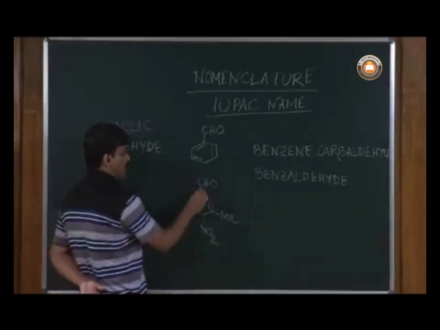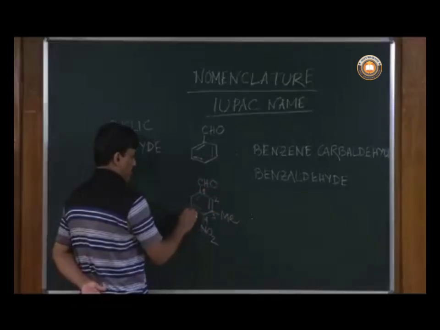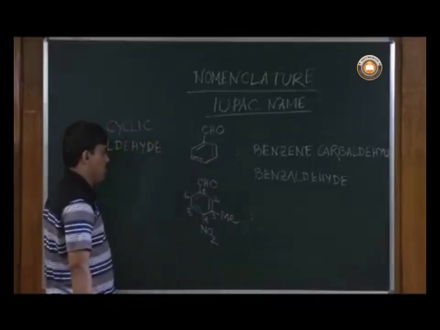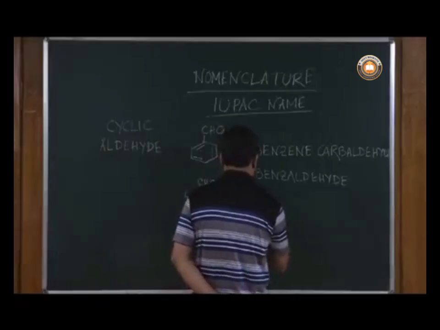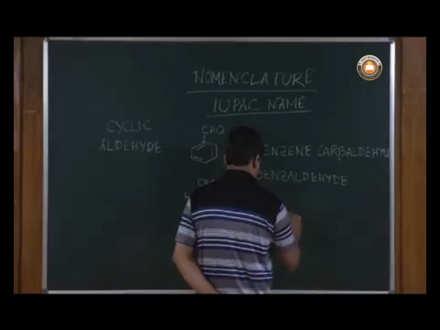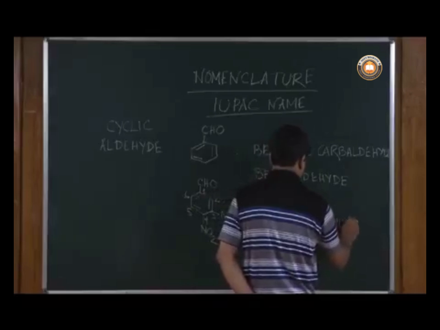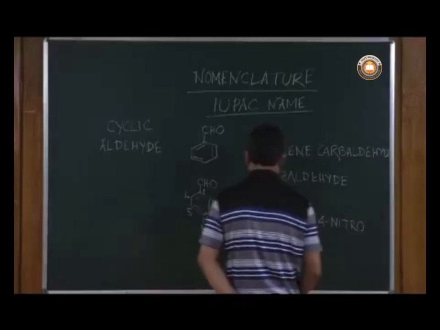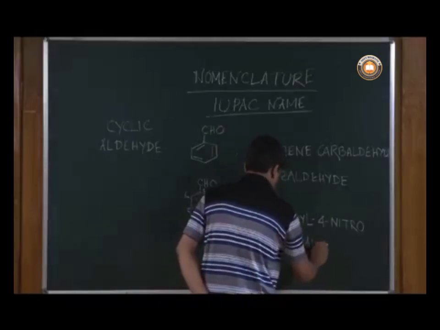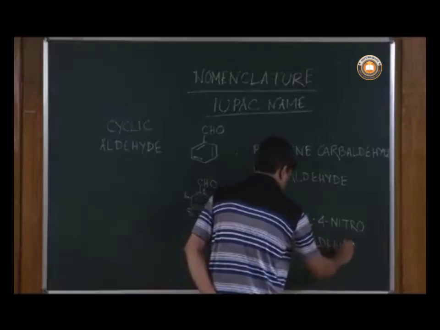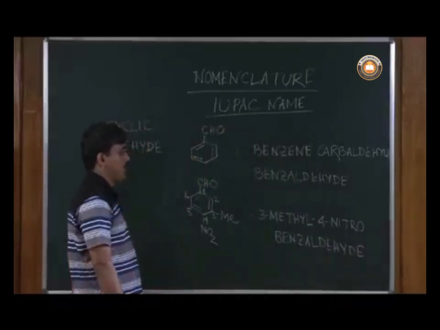Here also the numbering will start from the carbon atom where the aldehyde group is attached. So, what will be its name? Methyl 4-nitrobenzaldehyde.